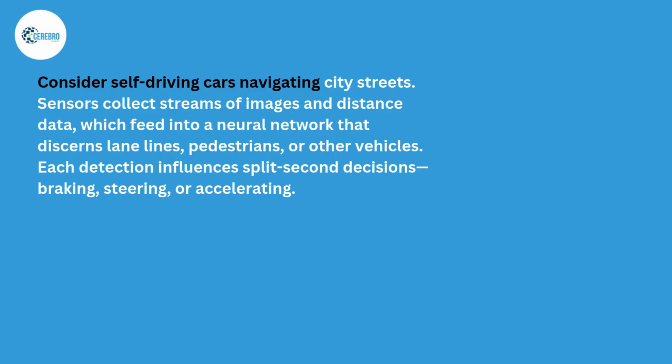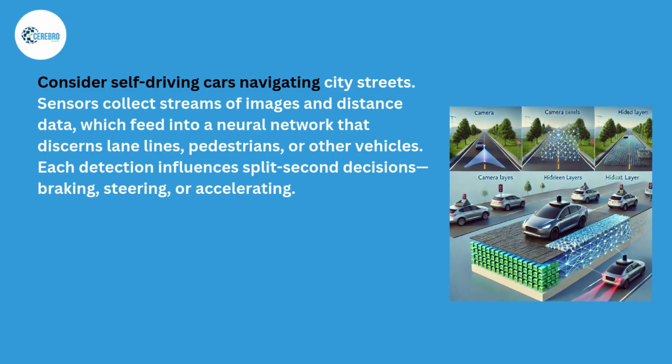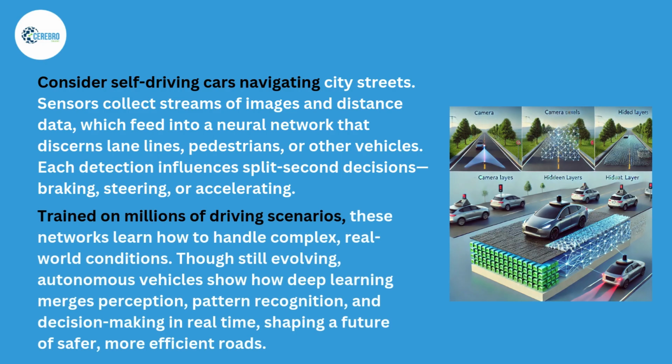Consider self-driving cars navigating city streets. Sensors collect streams of images and distance data, which feed into a neural network that discerns lane lines, pedestrians, or other vehicles. Each detection influences split-second decisions, braking, steering, or accelerating. Trained on millions of driving scenarios, these networks learn how to handle complex, real-world conditions. Though still evolving, autonomous vehicles show how deep learning merges perception, pattern recognition, and decision-making in real time, shaping a future of safer, more efficient roads.